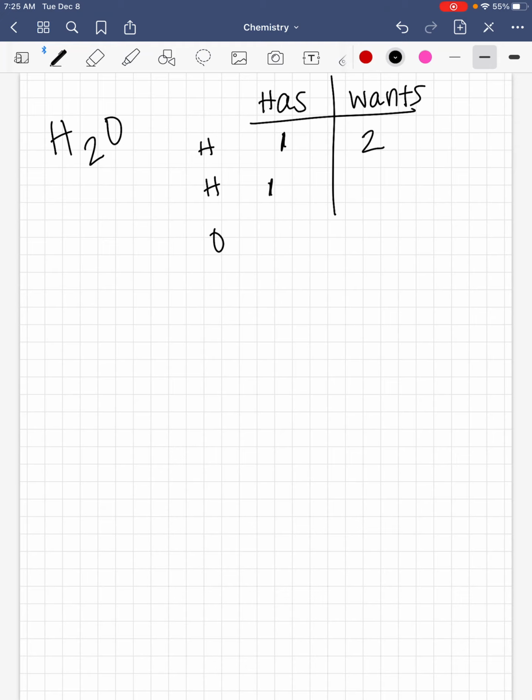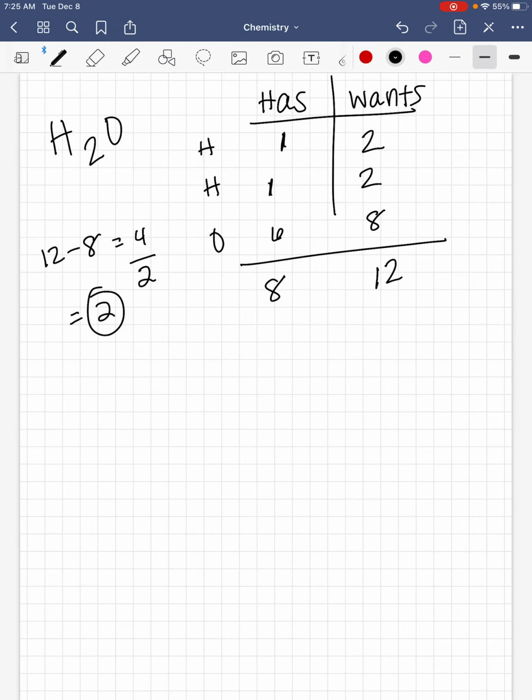This one is the same. And then oxygen has 6 electrons, wants 8. So we're going to add that up. So 6 plus 2 is going to give us 8. 8 plus 4 is going to give us 12. 12 minus 8 is going to give us 4. Divided by 2, this molecule is going to have 2 bonds.